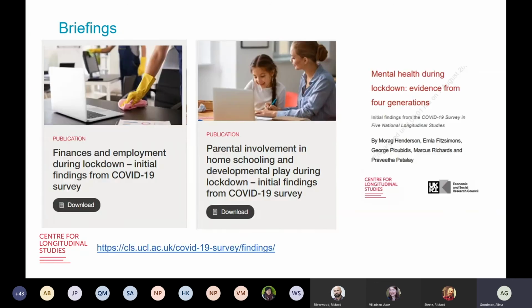So finally, we are also preparing a set of briefings using the data, and I know some of you are both data users and users of our research. I hope you'll click into this link and look at some of the early findings that we have already put out in the case of the first two on this slide, on finances and employment and on parental involvement in homeschooling, and also a further briefing on mental health, which will be put up onto our website tomorrow. And that's a screenshot of what it's going to look like.